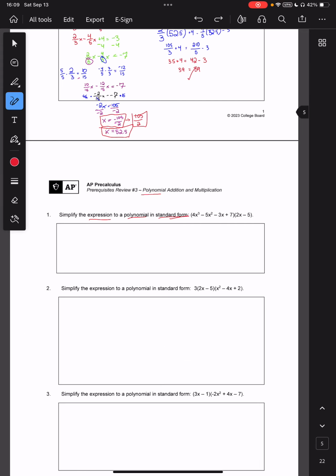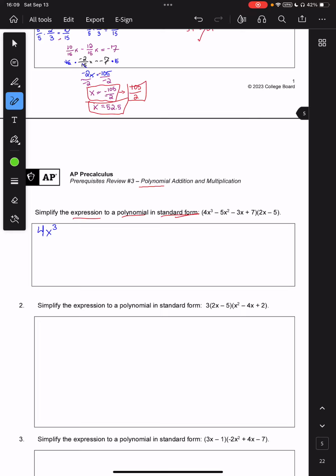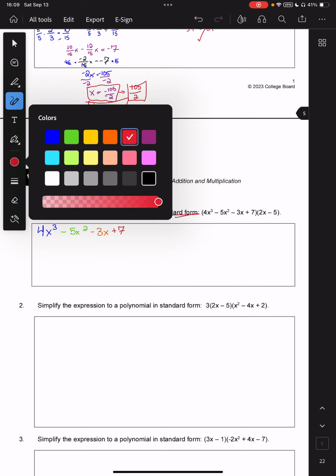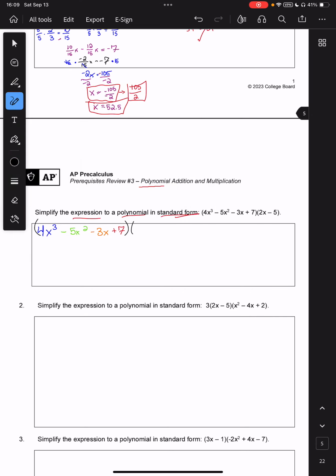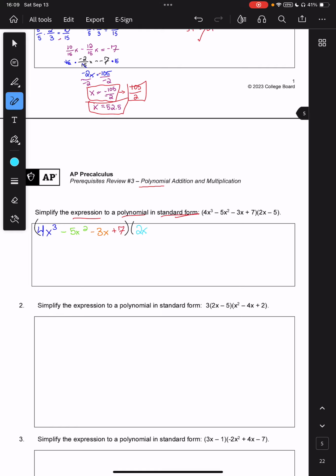So let's start by rewriting it. And I'm going to color code it so it's a bit easier. So let's start with 4x cubed minus 5x squared minus 3x plus 7. And then we have our parentheses. And we are going to multiply it by 2x minus 5.